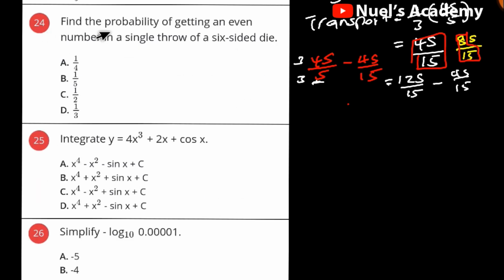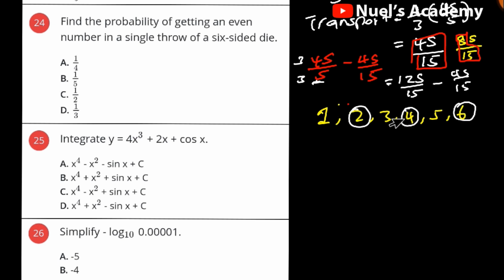Question 24. Find the probability of getting an even number in a single throw of a 6-sided dice. So a dice is that cube you use when playing a Ludo game. It normally has 6 sides. So we are asked to find the probability of getting an even number. So it has the first side, 2, 3, 4, 5, and then 6 sides. So among all the sides, we have this one is an even number, this is an even number, and then this is an even number.